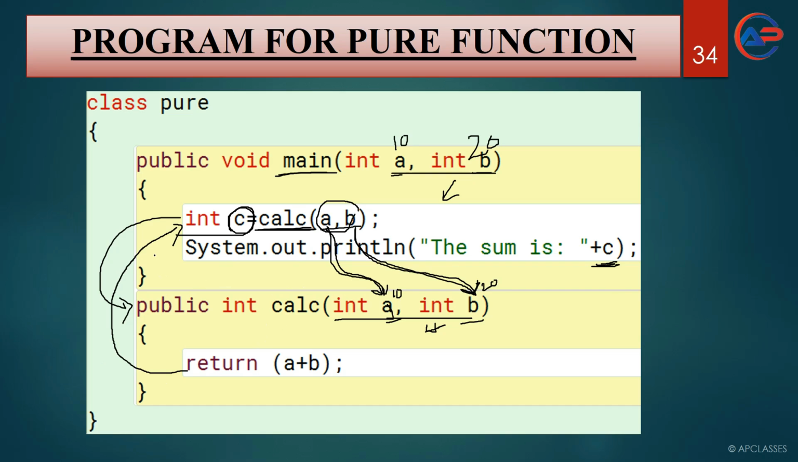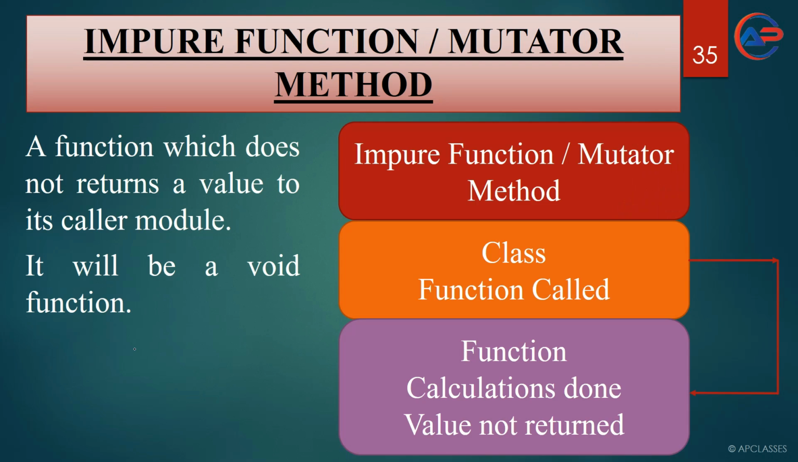So here you can see that when the method call is done, it's returning something. As it is returning something, this program or this method is an example of a pure function, right? Now in an impure function, you can understand that if it is returning something, that is called a pure function, and when a method does not return anything, it is called an impure function.